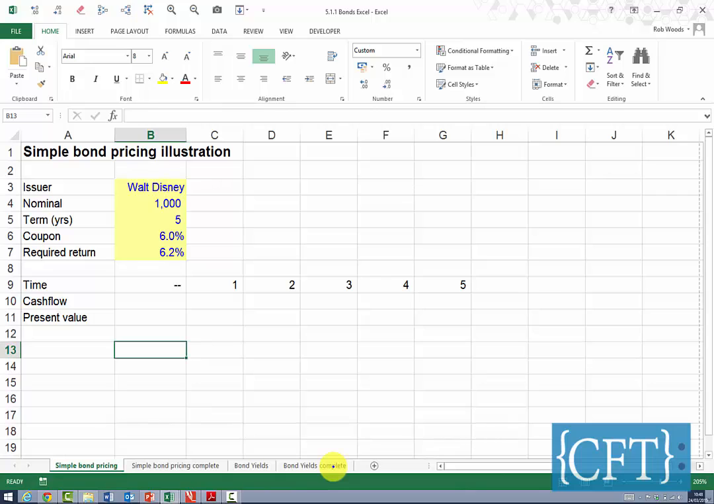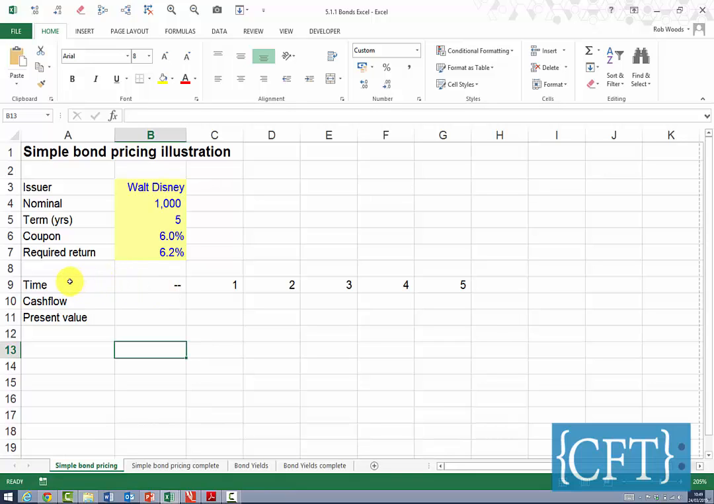So we're just simplifying things down here, because what we've got here is a bond with a nominal value of 1,000. This bond's got a term of 5 years. It pays a 6% coupon, and the market's required return on this bond is 6.2%. Now, to make things even simpler, this bond pays coupons annually. Now, we know that's not the case for the Walt Disney bond we looked at, and it's not the case for any of Walt Disney's bonds, but it'll just make the maths a little bit easier for the first time that we've priced a bond together.